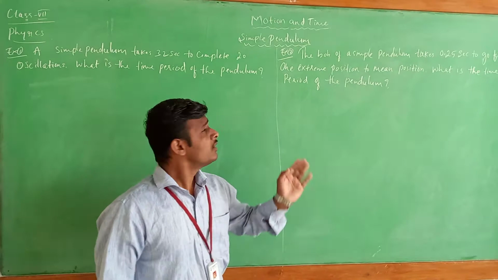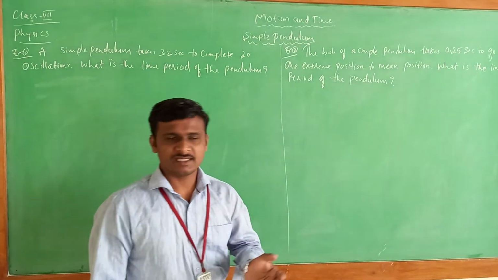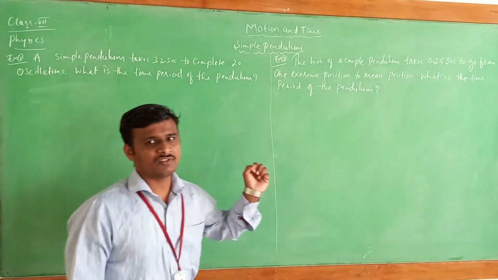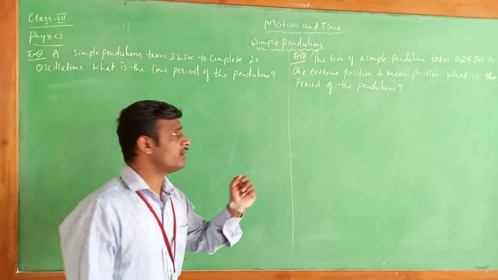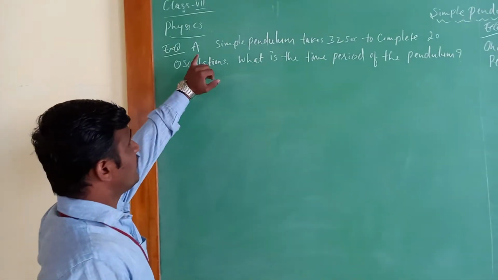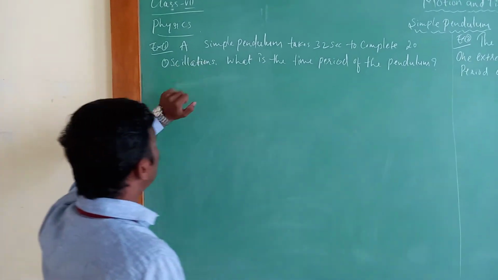We also discussed the pendulum. With the help of a pendulum we can also measure time, right? On the basis of the pendulum we are going to do some problems. They have given some problems. So, first problem: a simple pendulum takes 32 seconds to complete 20 oscillations.